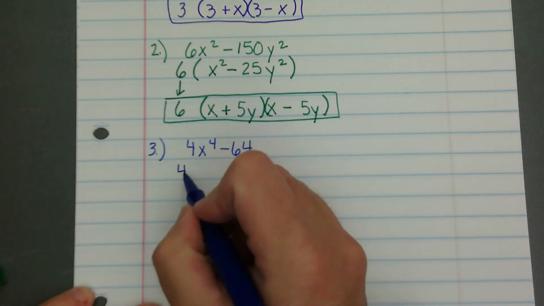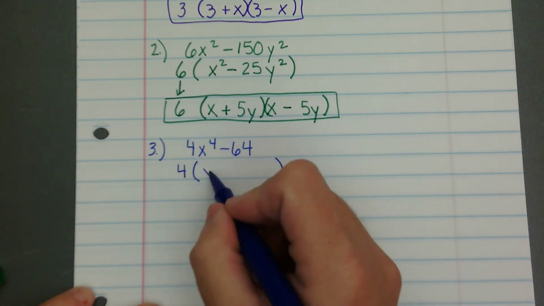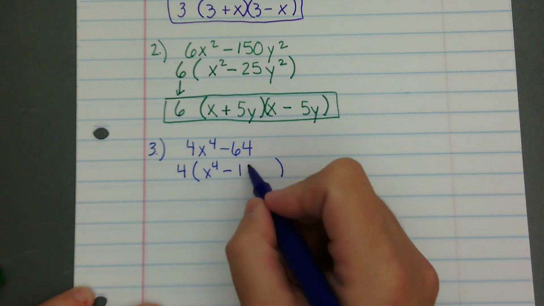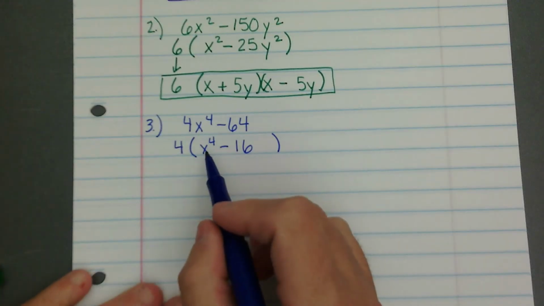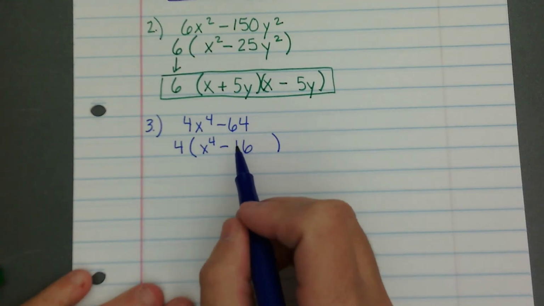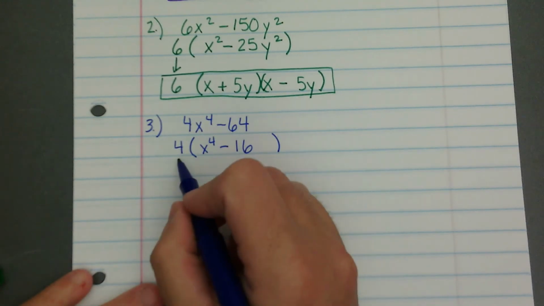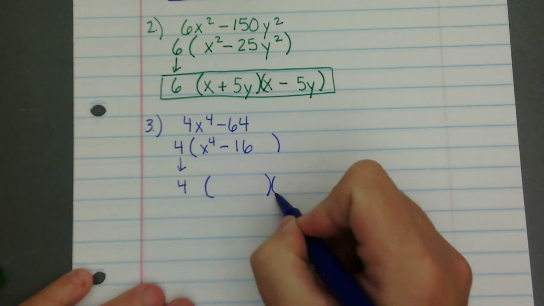The GCF is 4. And when we pull the 4 out, we're going to get x to the 4th minus, and 4 goes into 64 16 times. Now I have x to the 4th minus 16. Well, there's our difference of 2 perfect squares. So I'm going to bring my 4 down. I'm going to bust this into 2 parentheses.